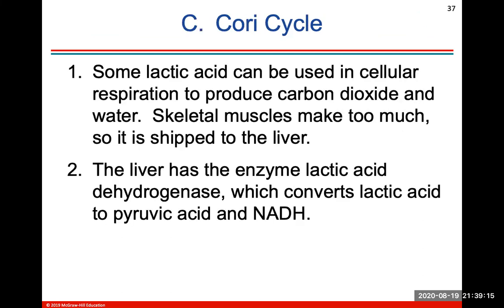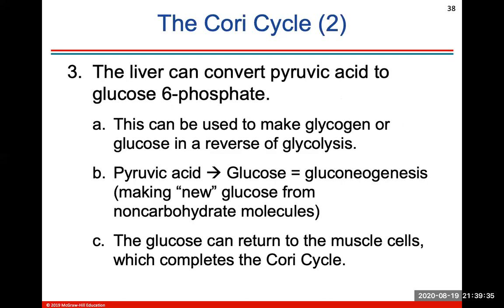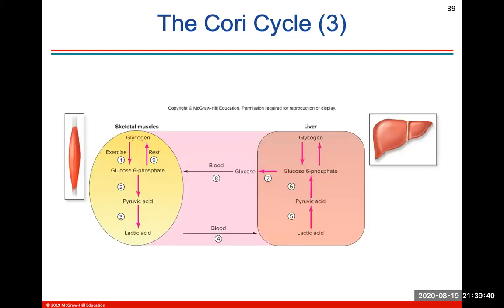The Cori cycle: some lactic acid can be used in cellular metabolism to produce carbon dioxide and water. If skeletal muscles make too much of it, it's also shipped to the liver, and the liver just converts lactic acid to pyruvic acid and NADH, which could go back into the cellular metabolism cycle. So this is a little bit of the Cori cycle shown there.